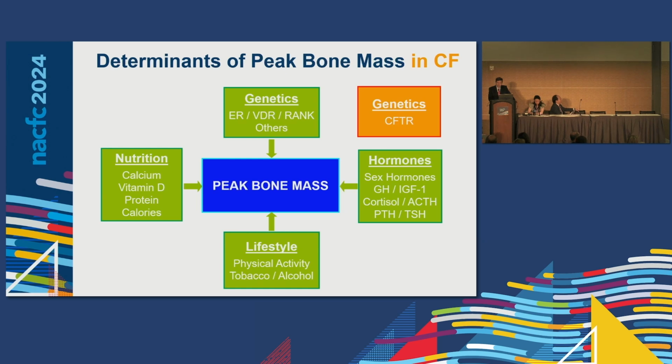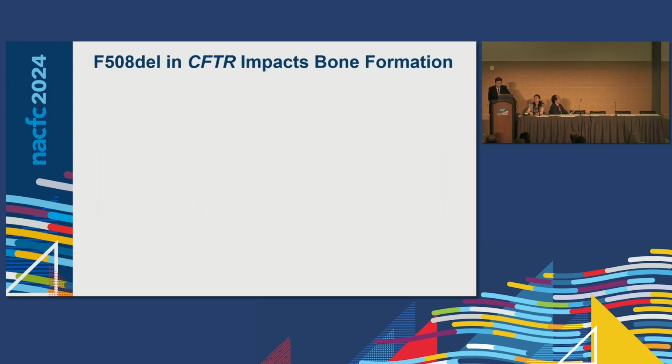What about in CF? Well, to start with, people with CF have an abnormality in their CFTR, and that alone could be contributing to low peak bone mass. This is primarily based on animal studies. Here I'm going to show you some rodent data showing that the F508 deletion in CFTR can impact bone formation irrespective of what else is going on in these animals.